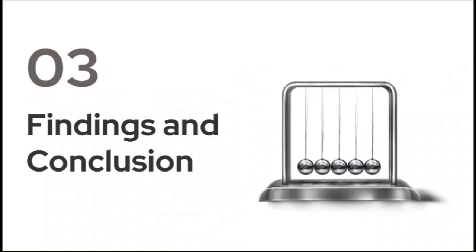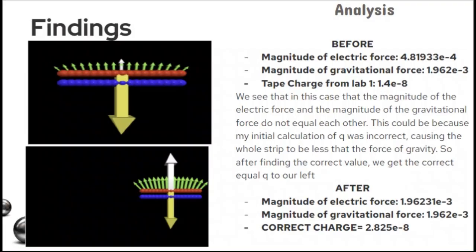Now that we've taken a look at our code, let's go into the findings and conclusion. In our findings, we see graphically before that the gravitational force is much stronger. This could be because my initial calculation of Q from lab 1 was incorrect, causing the whole strip to be less than the force of gravity. After finding the correct value, we get the correct and equal Q in the bottom left model. We see that they're both equal and opposite. We get a magnitude of 1.96, which matches the magnitude of the gravitational force, and that correct charge was 2.825 times 10 to the negative 8, which was almost double.